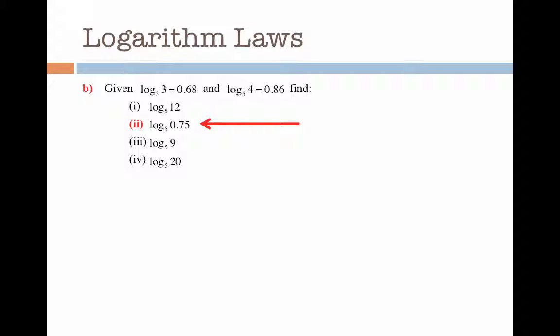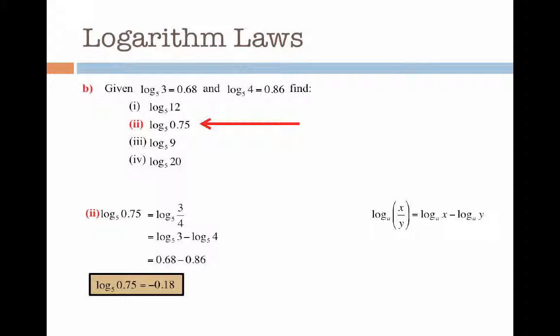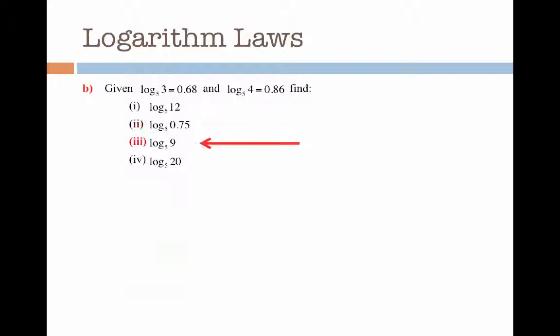Let's try the second one. We're going to try and evaluate log base 5 of 0.75, and we want to ask, how does the 3 and the 4 relate to 0.75? Well, I know that when I divide 3 by 4, I get 0.75 because it's 3/4. So I'm going to be using the division rule. So log base 5 of 0.75 can be written as log base 5 of 3/4. This is the same as log base 5 of 3 minus log base 5 of 4. We can now evaluate this. This is going to be 0.68 minus 0.86, which gives us a final answer of log base 5 of 0.75 equaling negative 0.18.